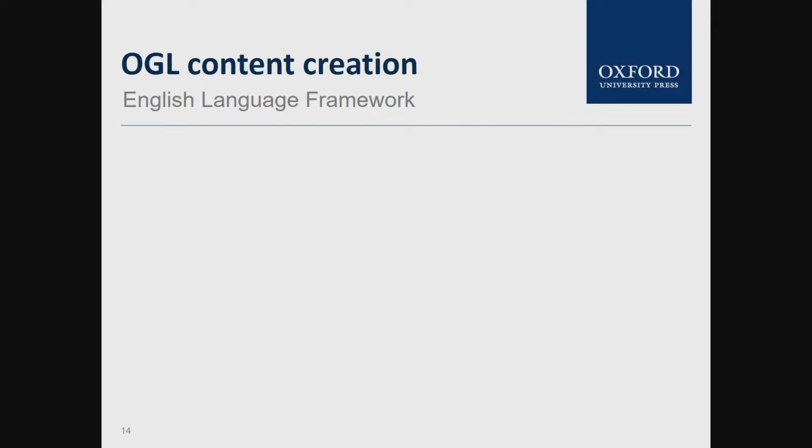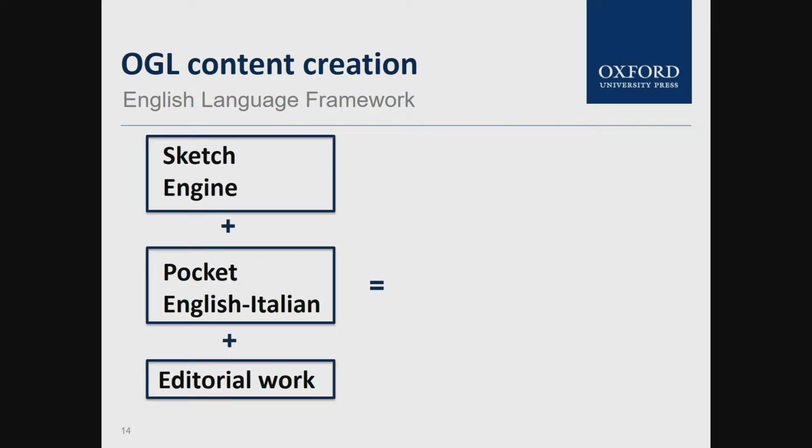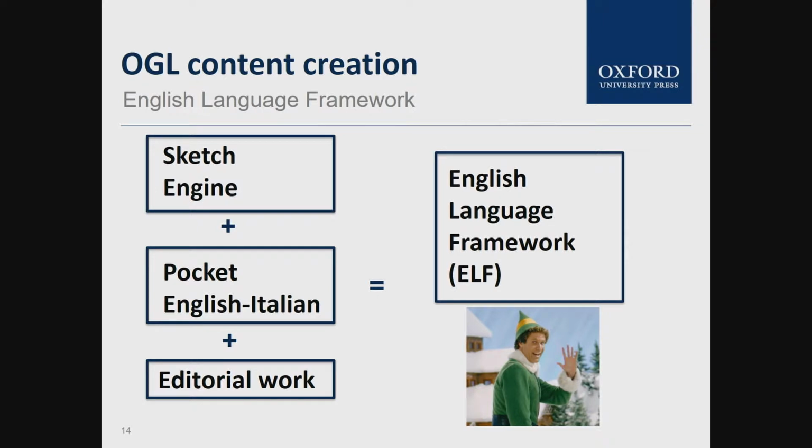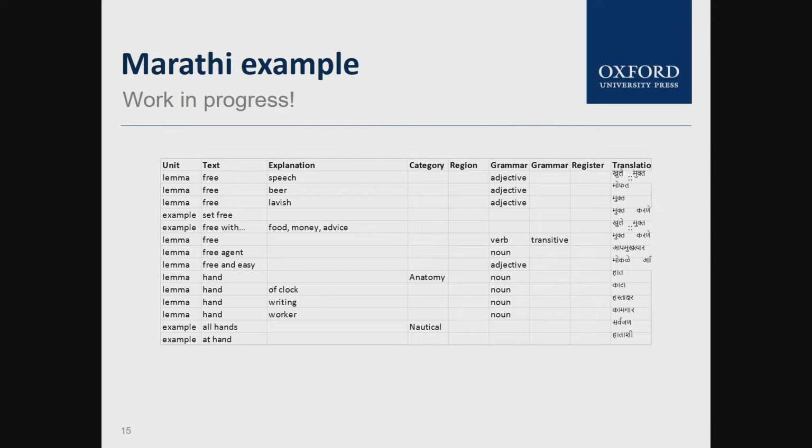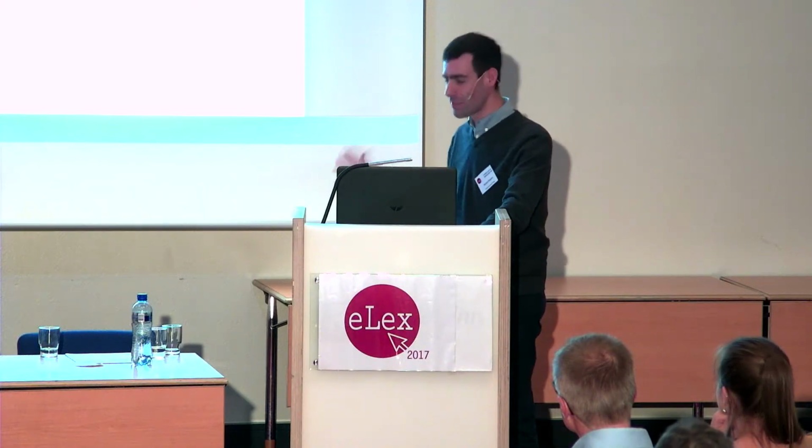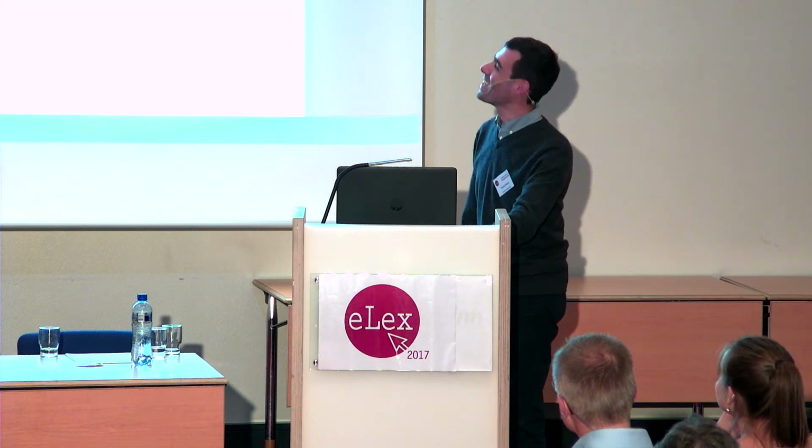So we took that, and we used some of the tools that we have to automate the starting point for this. So again, we've got the Sketch Engine output to provide frequency lists from our corpus, from our English corpora. We've taken the Pocket English Italian dictionary, as it was a very well-structured dictionary, which was well sense-divided, with editorial principles behind it that were very sound, and then a lot of editorial work to refine that to create the English Language Framework, or ELF, which looks a little bit like this. Now, this is a work in progress, and it is also a spreadsheet. And that is deliberate.